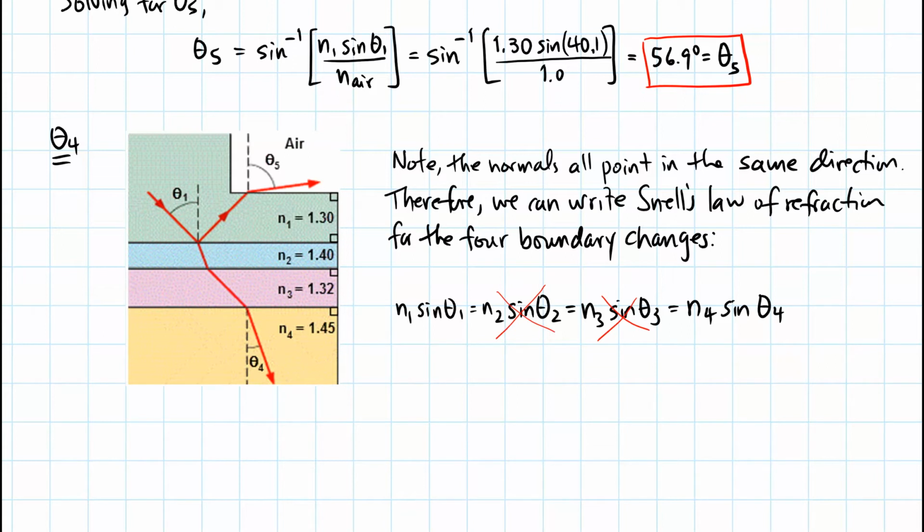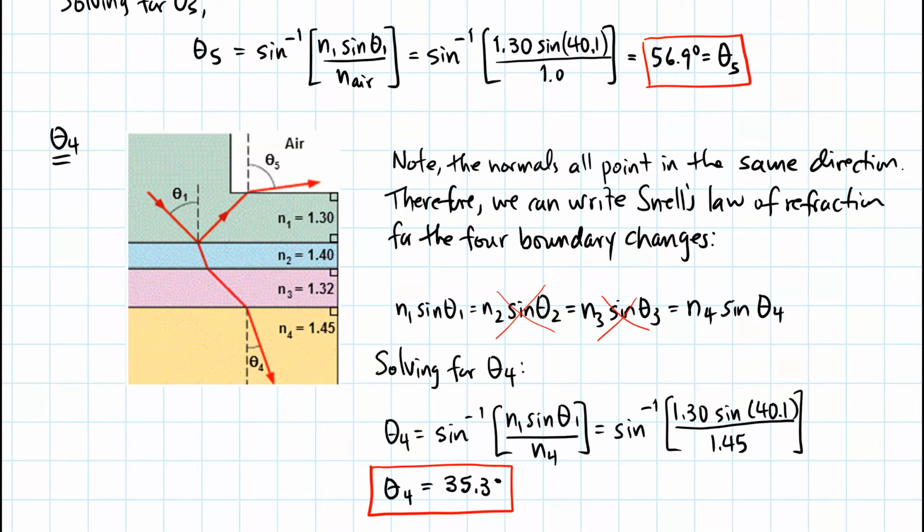Let's go do that now. Applying the same algebra as before, we find here that θ4 is equal to 35.3 degrees. Let's move on to the next example.